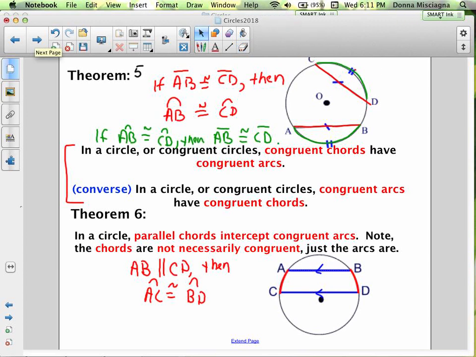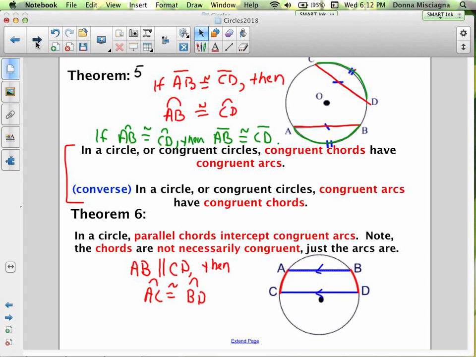And now, last but not least, in a circle, parallel chords intercept congruent arcs. Note that the chords aren't necessarily congruent, just the arcs are. So if these two chords are parallel, and this also makes perfect sense, they're going to cut just as much circle here as they do here, right? So the amount of circle they cut is going to be exactly the same. So if AB is parallel to CD, then arc AC is congruent to arc BD. And the two chords don't have to be congruent. They could be congruent if they were the equal distance from the center, but they don't have to be. So long as they're parallel, they're going to divide both sides exactly the same.